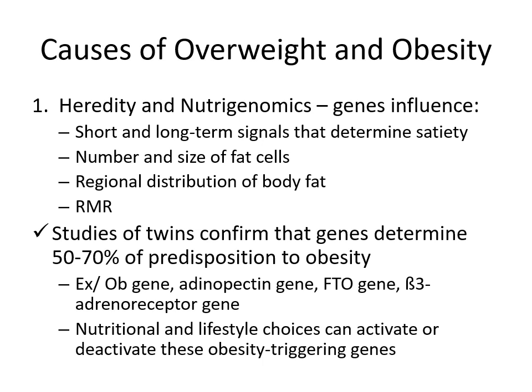There are several genes that have been identified in overweight and obesity, including the OB gene, adiponectin gene, FTO gene, and the beta-3 adrenoceptor gene. Nutritional and lifestyle choices can activate or deactivate these obesity-triggering genes. So again, just because you have the genes doesn't mean they're expressing themselves. Something also has to trigger their expression, which is typically environment and lifestyle.